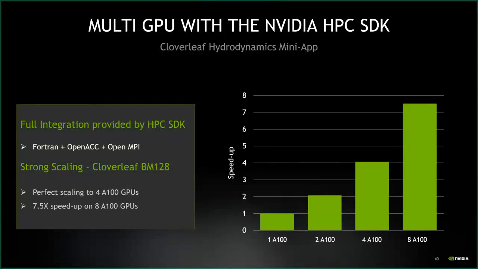And so we're showing an example here with CloverLeaf of dropping in the HPC SDK, using NVFortran for the language and the parallel programming model, with the Open MPI that's built in there, and you get perfect scaling on 4 A100s on a DGX A100, and then 7.5x. It's very good, strong scaling up to 8 GPUs as well.